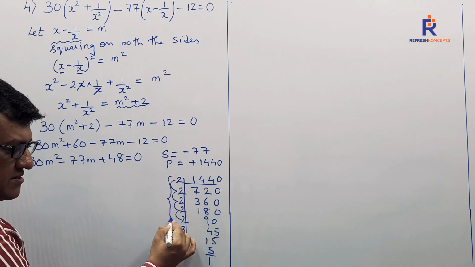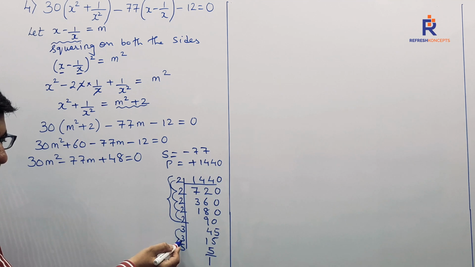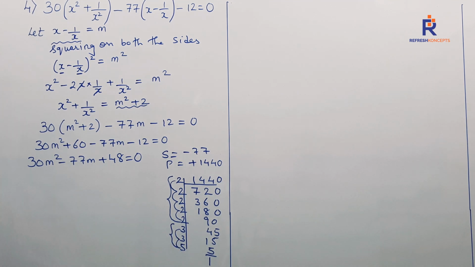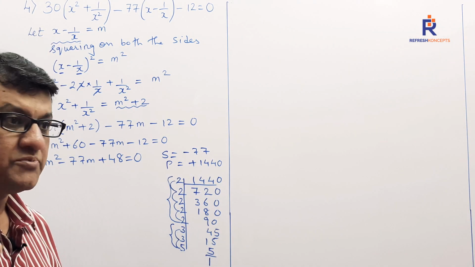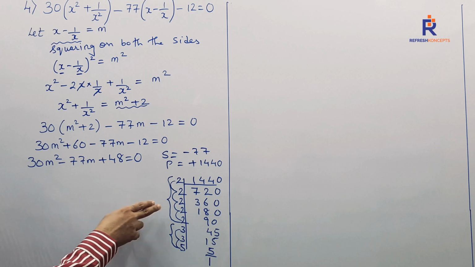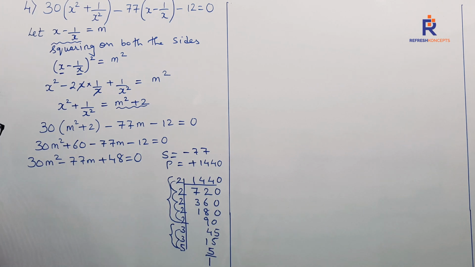So I'll pause here. 15 3s are 45. Now just children, tell me, is there any relation between 32 and 45? Are they summing up to minus 77? Is the product of 32 into 45 turning out to be 1440?